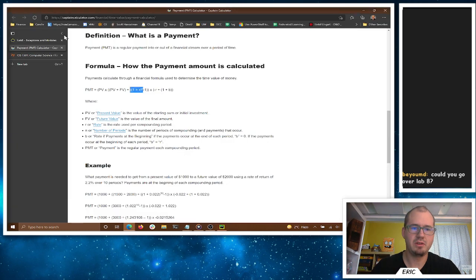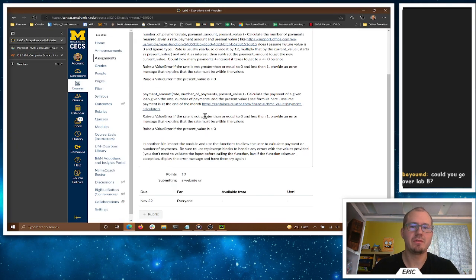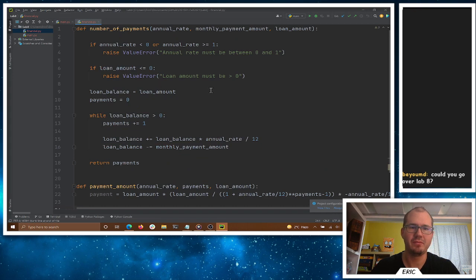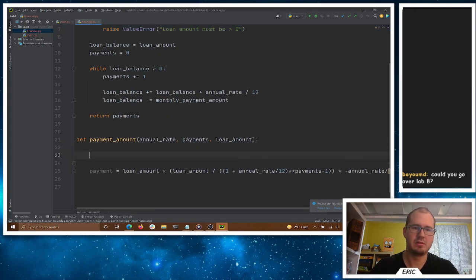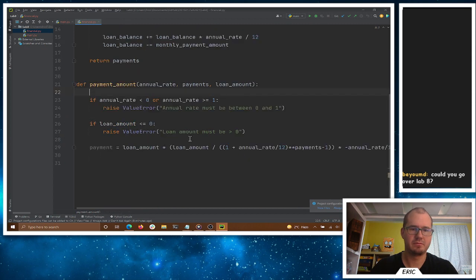Now we also needed to check in here then. Raise a value error if the rate is not greater than or equal to 0 or 1, and then present value is less than 0. So same errors as above. I'm just going to copy those same ones. Okay.